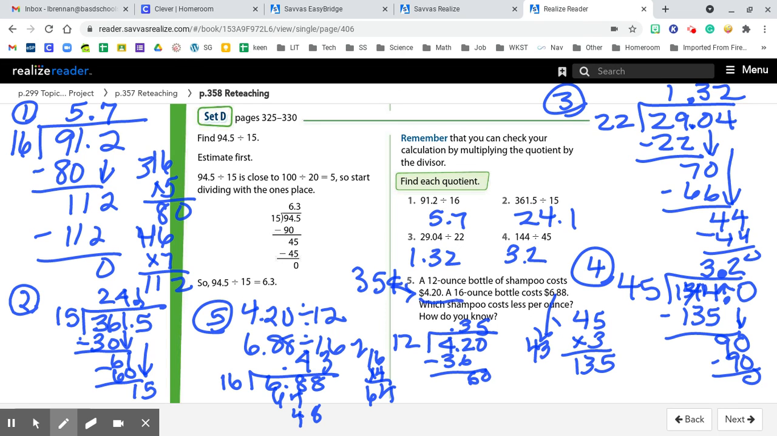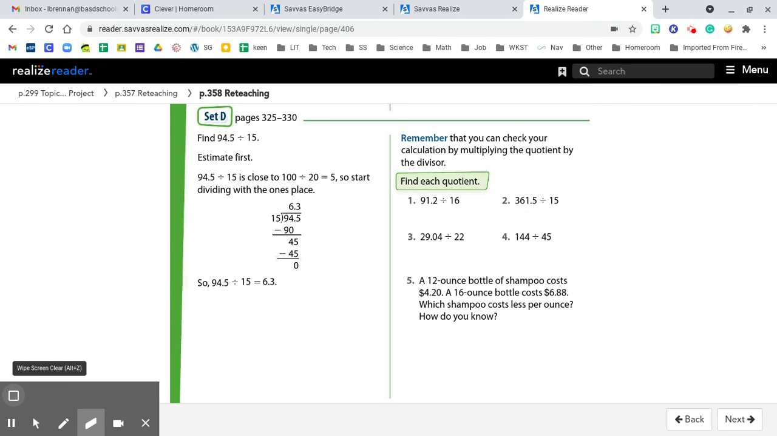So $4.20 for the 12-ounce bottle is cheaper on that one. Okay, we're going to stop there.